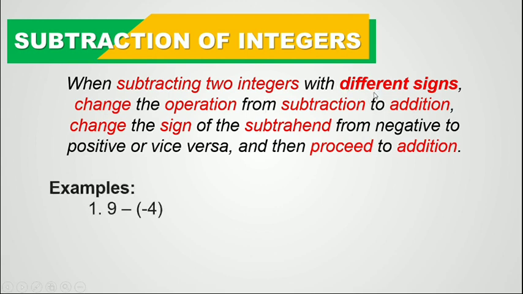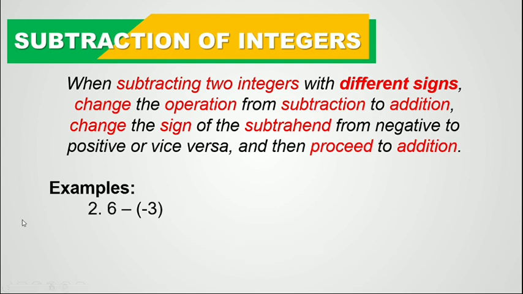For example, 9 minus negative 4. This is positive 9 and this is negative 4. What you are going to do is change this minus sign from negative to positive, so it becomes positive. And then you also change the sign of the subtrahend. This is negative 4, so it becomes positive 4. That becomes 9 plus positive 4, which is equal to 13. Therefore, 9 minus negative 4 equals 13.